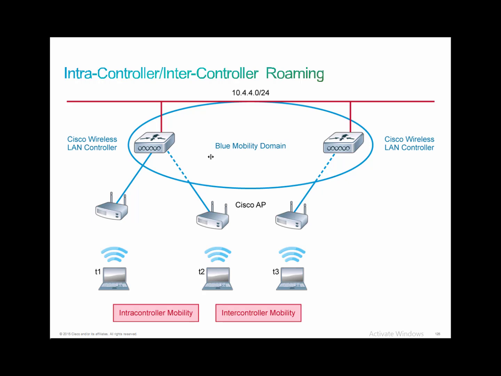But just because they belong to a different mobility group, if there's knowledge about those other controllers, they're part of the same mobility domain. And in this particular diagram, we have a mobility domain that we've created and specified called the blue mobility domain. Roaming is not going to occur if the controllers are located in different mobility groups and do not know each other.